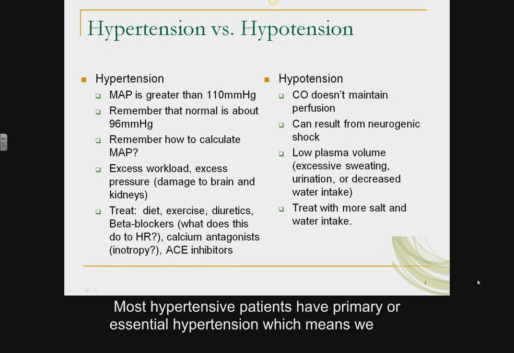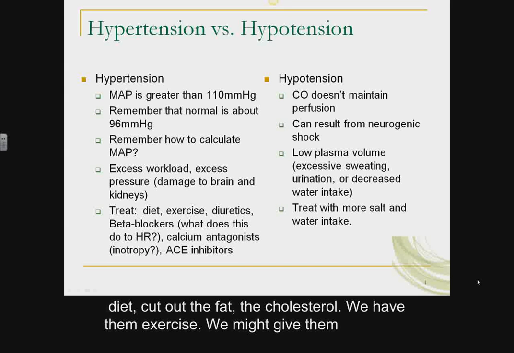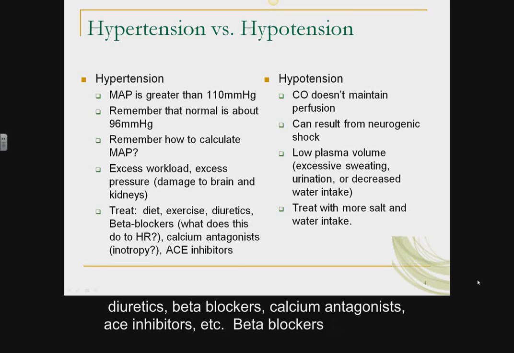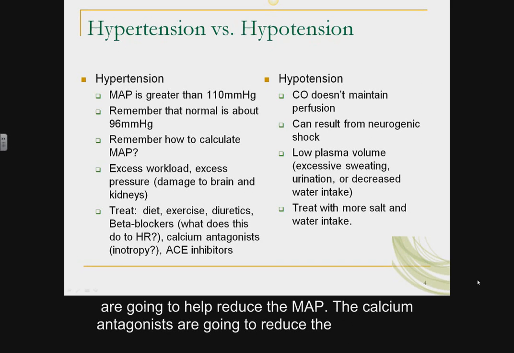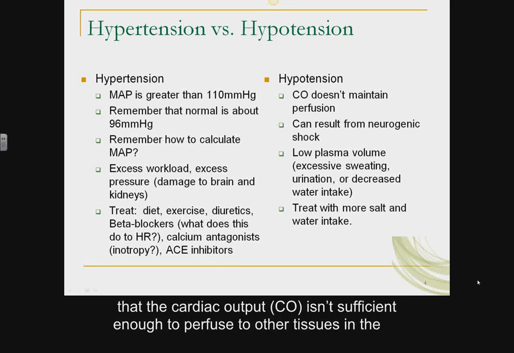And how are we going to treat this? Well, it depends on what caused the hypertension. Most hypertensive patients have primary or essential hypertension, which means we really don't know what caused it. So we treat the symptoms. We have them get on a better diet, cut out the fat and the cholesterol, and we have them exercise. We might give them diuretics, beta blockers, calcium antagonists, ACE inhibitors, etc. Beta blockers are going to help reduce the mean arterial pressure. The calcium antagonists are going to reduce the inotropy, and all of that should help reduce mean arterial pressure.